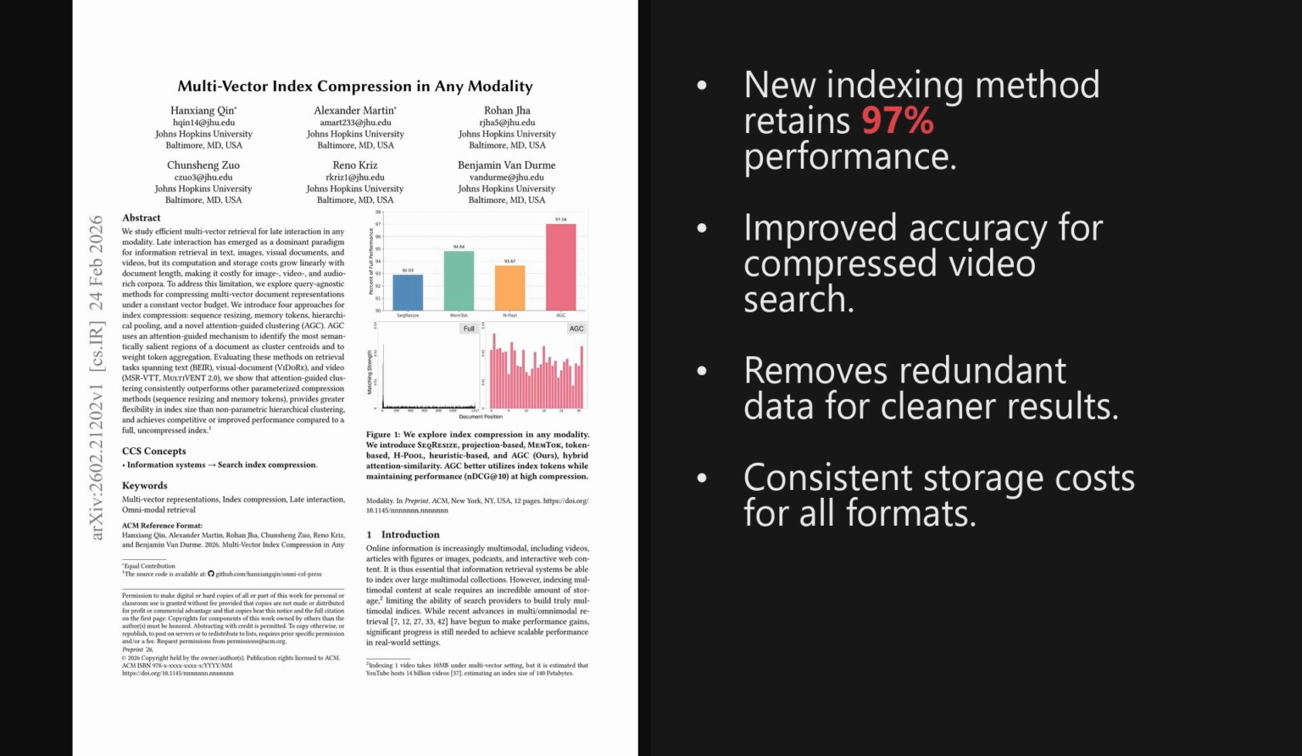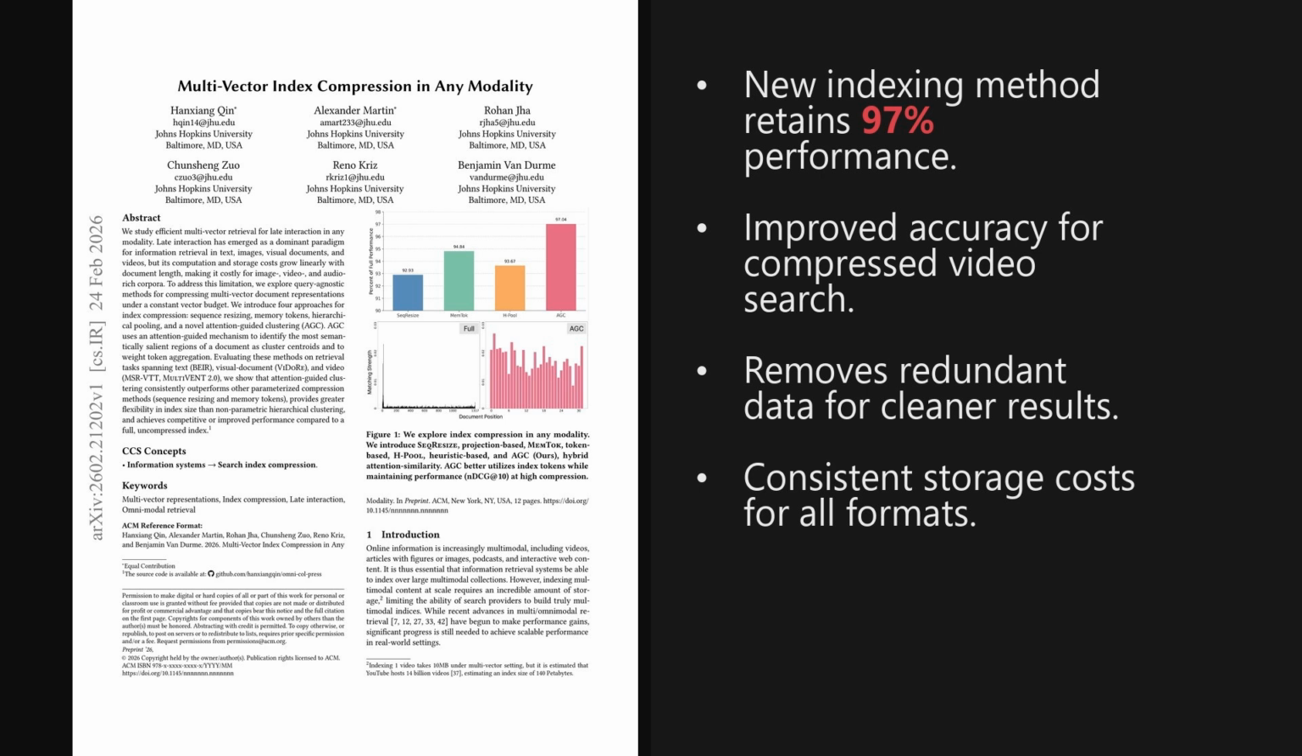Today we're looking at a paper from the Hugging Face trending list, published on February 24th, 2026, just 2 days ago. It addresses the massive storage costs of late interaction retrieval systems by introducing a new method called attention-guided clustering, which compresses document indices into a fixed budget while retaining about 97% of the original performance. The paper is titled Multi-Vector Index Compression in Any Modality.